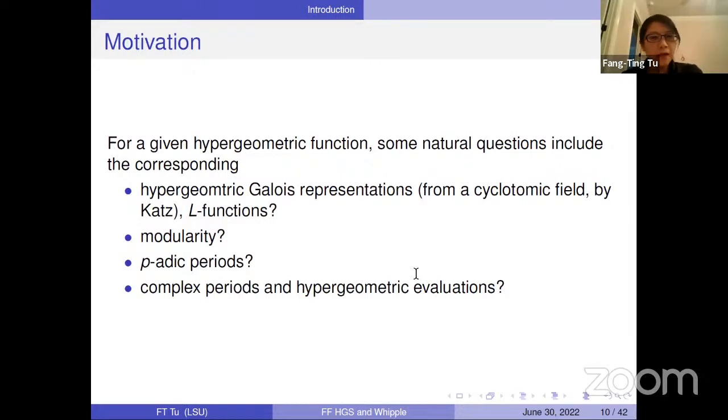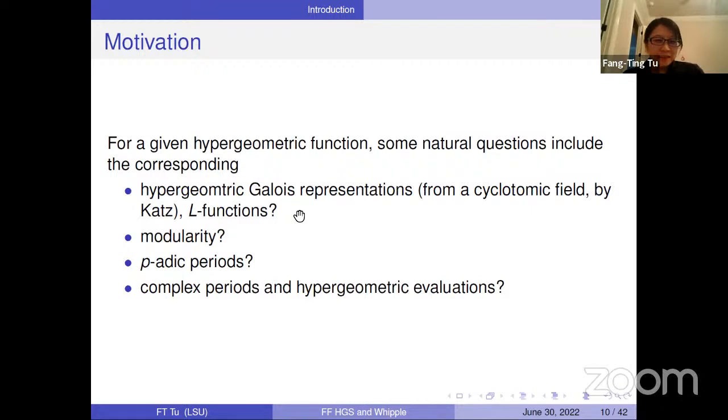But I want to point out that for a given hypergeometric function, we have the corresponding hypergeometric Galois representation, which is given by Katz through hypergeometric sheaves and rigidity. So the question is: are those Galois representations modular? Another thing is, can we find the corresponding modular forms, like classical modular forms, Hilbert modular forms, or other modular forms?